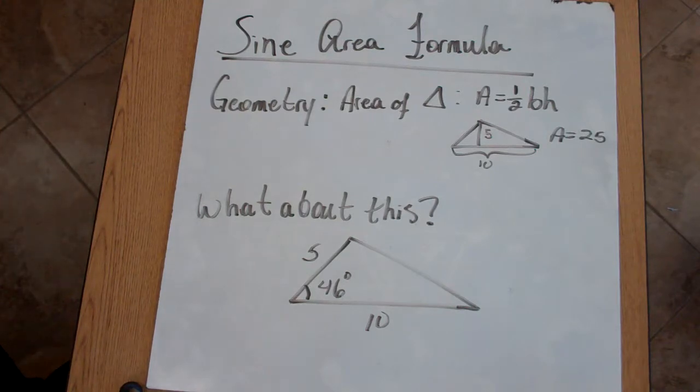Now, what happens if you have a triangle like this, where you're given two sides and an included angle? That's all we have now: two sides and an included angle.